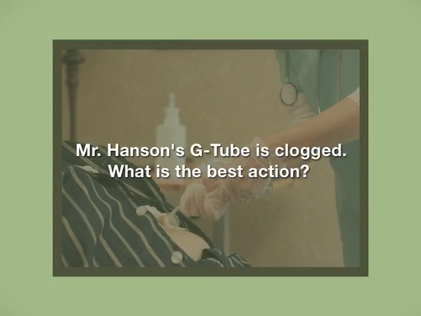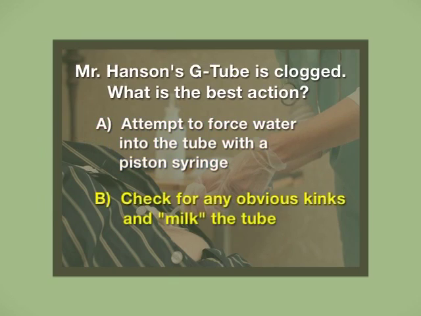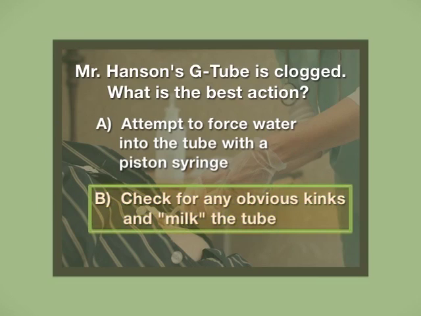Mr. Hansen's G-tube is clogged. What is the best action? A. Attempt to force water into the tube with a piston syringe. Or B. Check for any obvious kinks and milk the tube. The correct answer is B. If checking for kinks and milking the tube does not release the clog, follow your facility policy for further action.